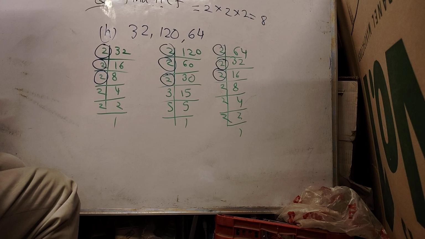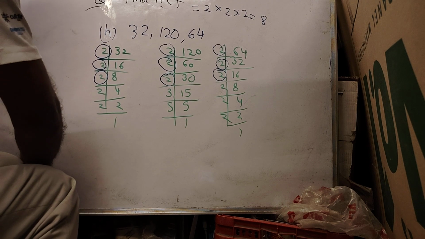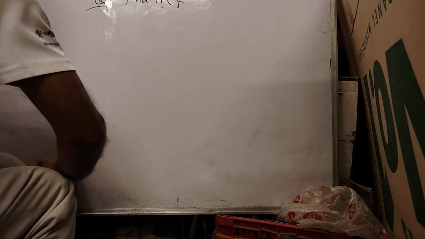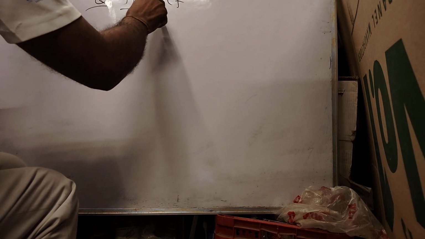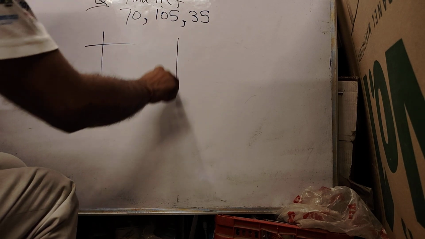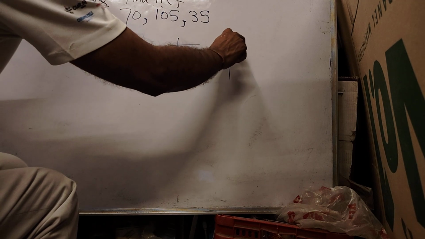And question 2, we have done A and H. Anyone, you can ask for one more problem. Okay, I. So our problem I has the numbers 70, 105 and 35. So first we write 70, then 105, then 35.